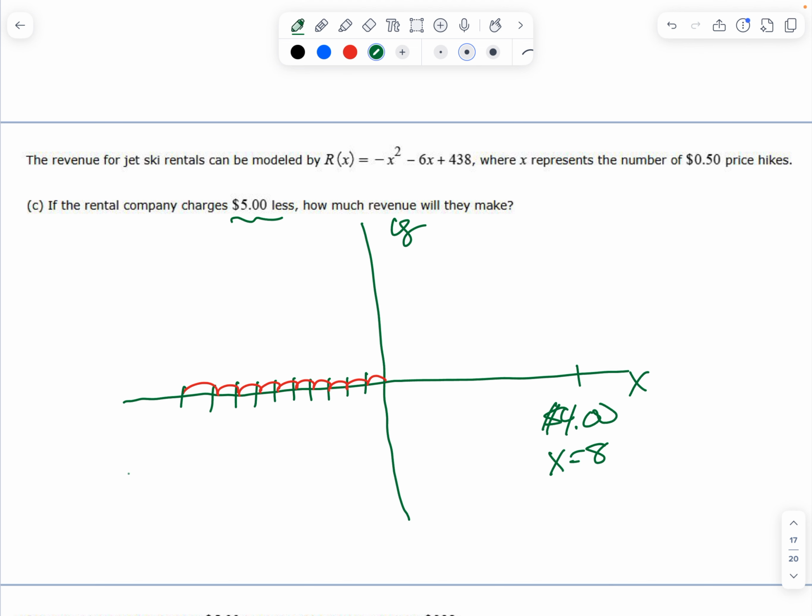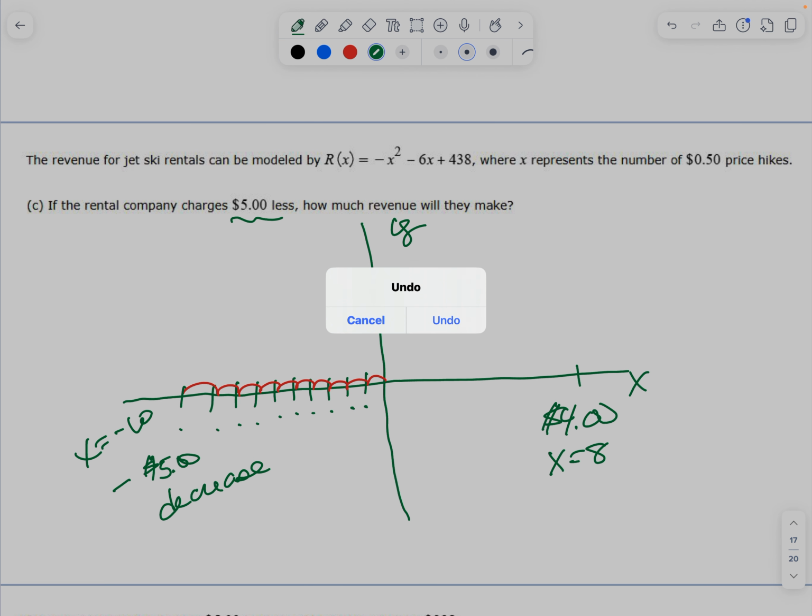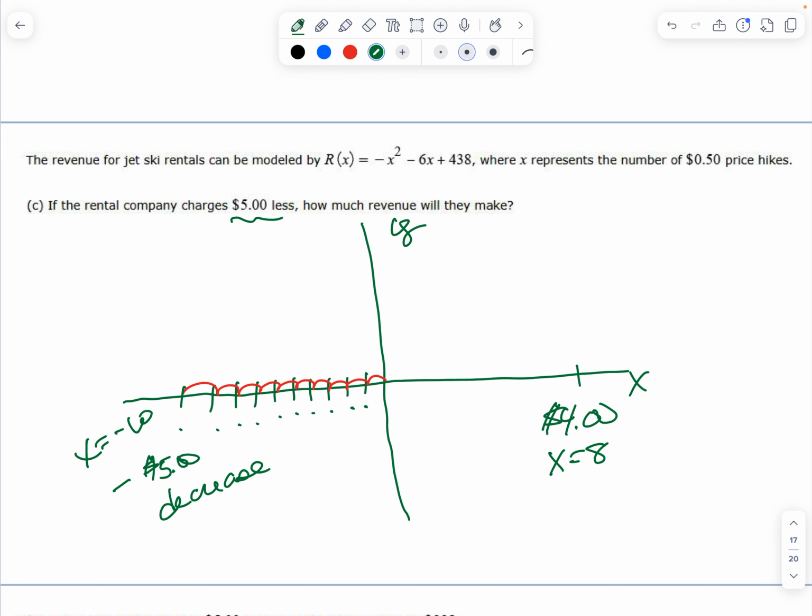That would give us a negative $5 decrease. So where are we as far as on the x-axis? Negative 1, 2, 3, 4, 5, 6, 7, 8, 9, 10. So that's x equals negative 10. Okay, so we're going to plug negative 10 in. Negative 10 squared minus 6 times negative 10 plus 438.